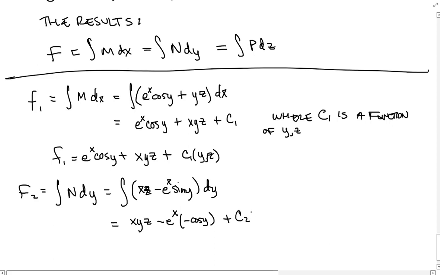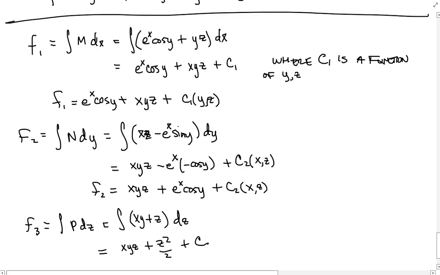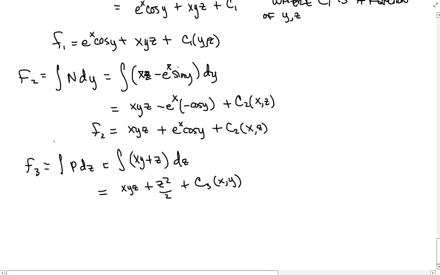And c2 is going to depend on the other two variables that we didn't integrate with respect to, so x and z. So I'll say that f2 looks like xyz plus e to the x cosine y plus c2, which is a function of x and z. Alright, let's do this one more time, and we'll call that one f3, and this time we're going to integrate p with respect to z, and so p was xy plus z. Integrating this with respect to z, we're going to get xyz for the first term, and then z squared over 2 for the second term, and I'll say plus c3, which depends on the other two variables that we didn't integrate with respect to, so that would be x and y. So that will be what we call f3.